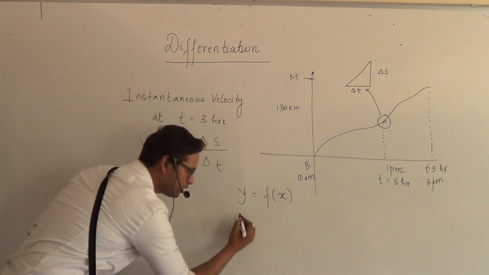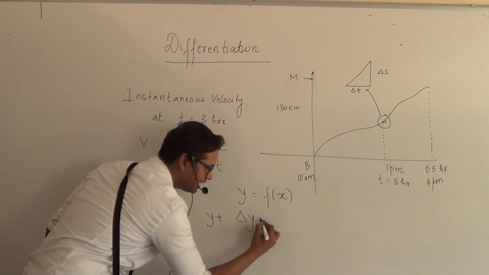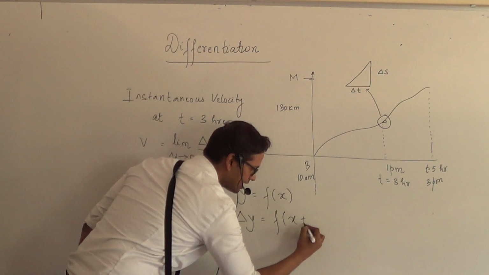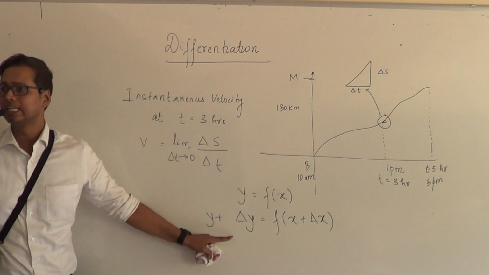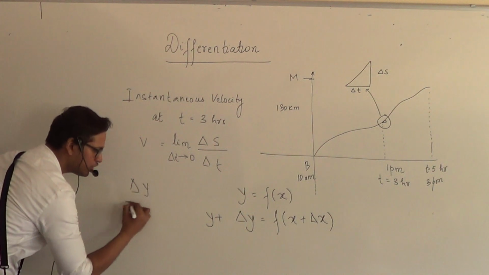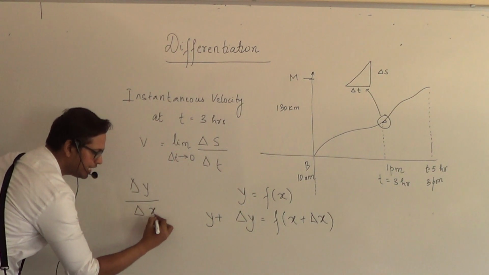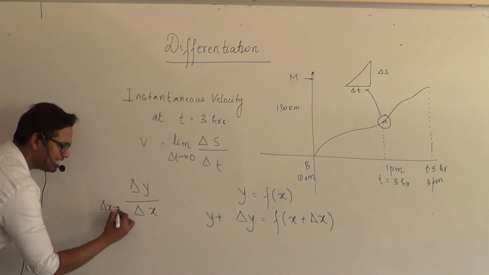Exactly. So we are trying to see if I change my input slightly and because of that my output also changes slightly, then what is the ratio of the change of output to the change of input when my nudge is very, very small?